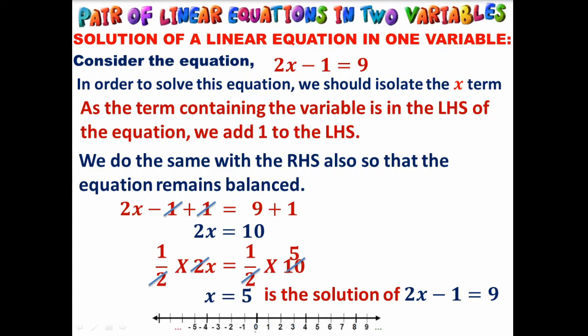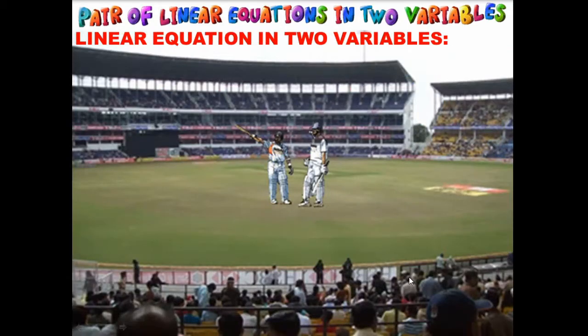Now regarding the geometric meaning of the solution of a linear equation in one variable, let's plot this point x equals 5 on the real line. So this point 5 is the geometric meaning of the solution of a linear equation in one variable. Right? Now we'll pass on to linear equations in two variables.